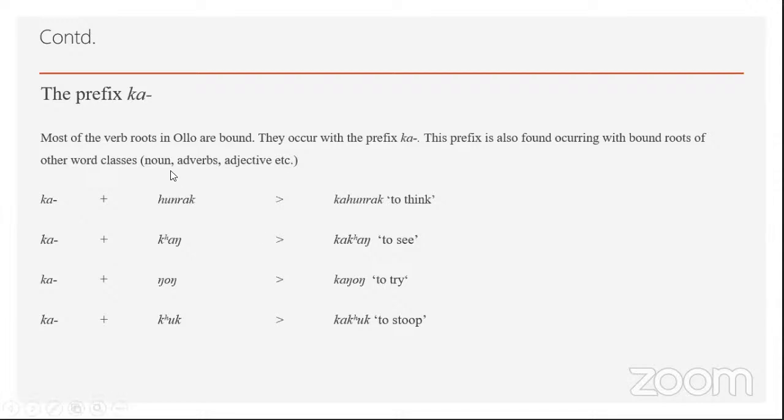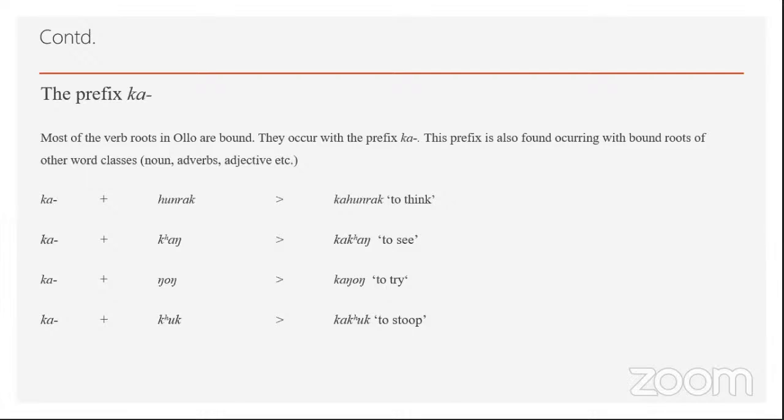And here the prefix ka. Most of the verb roots in Olo are bound. They don't occur without the prefix ka. So they always occur with the prefix ka. Most of the verbs, not all of the verbs. Some verbs are free, but most of the verbs are bound and they occur with the prefix ka.